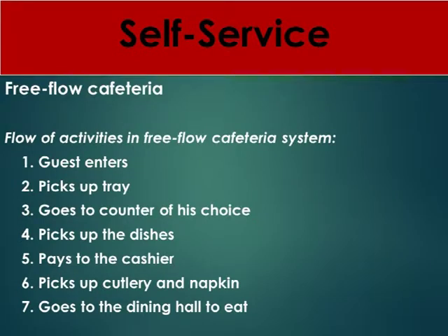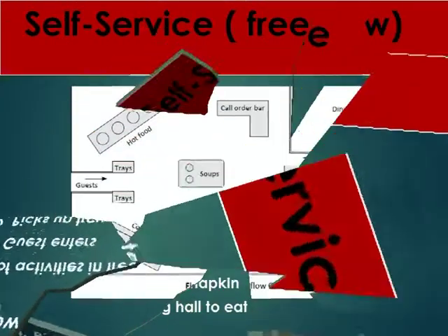Self-service. Free-flow cafeteria. Flow of activities in free-flow cafeteria system. 1. Guest enters. 2. Picks up tray. 3. Goes to counter of his choice. 4. Picks up the dishes. 5. Pays to the cashier. 6. Picks up cutlery and napkin. 7. Goes to the dining hall to eat.